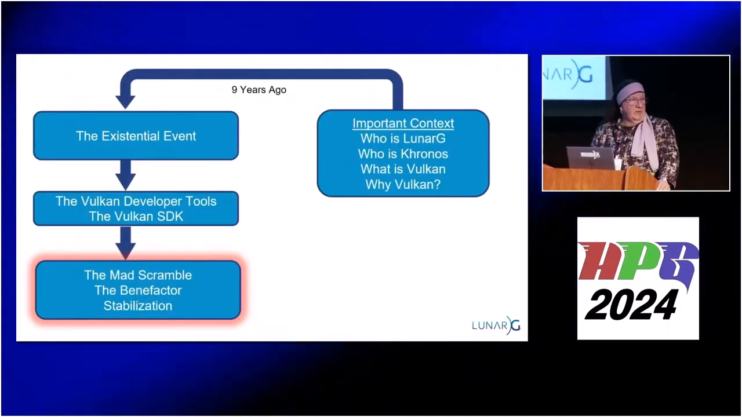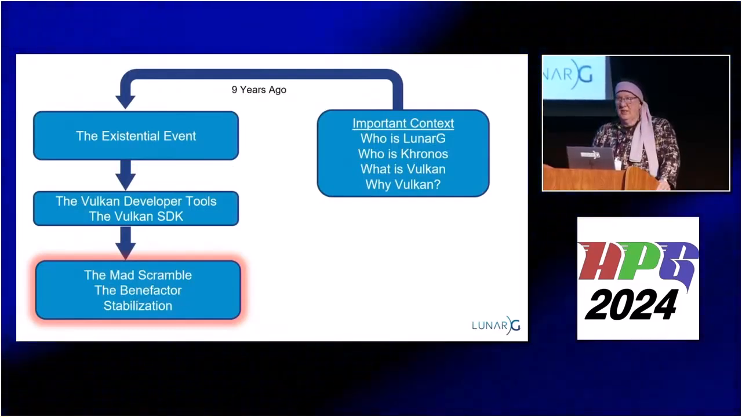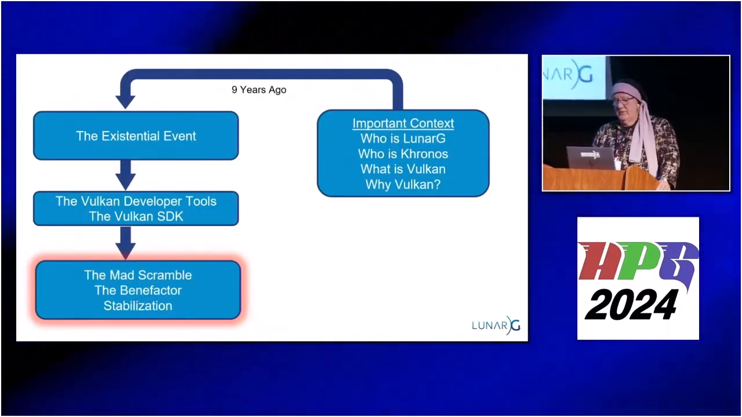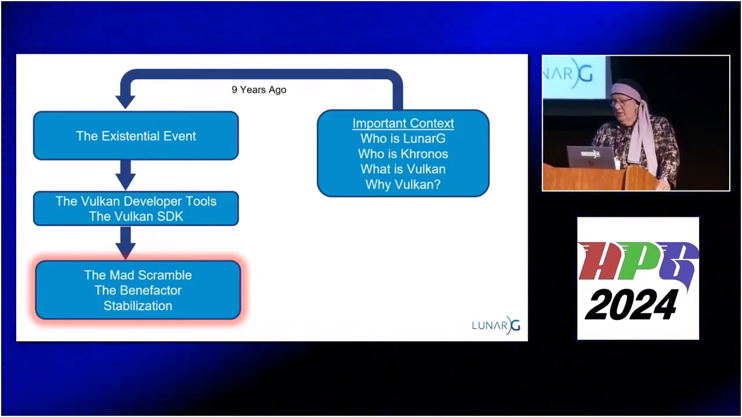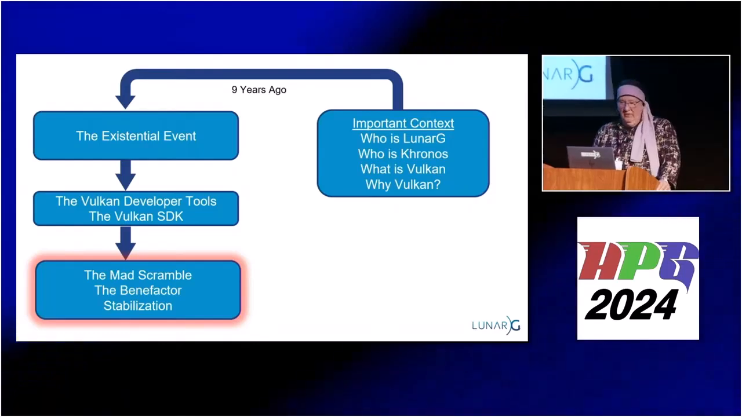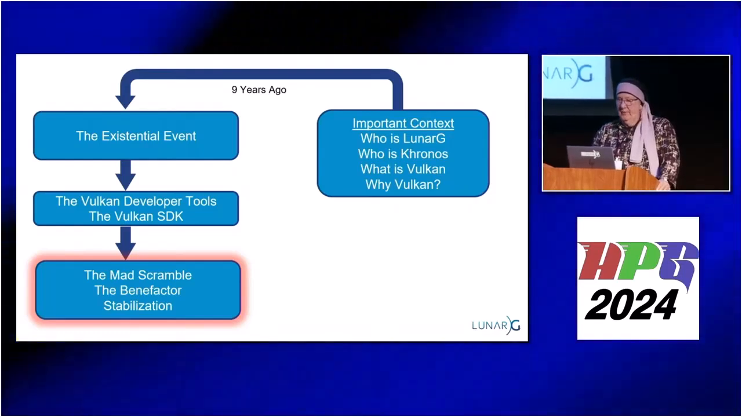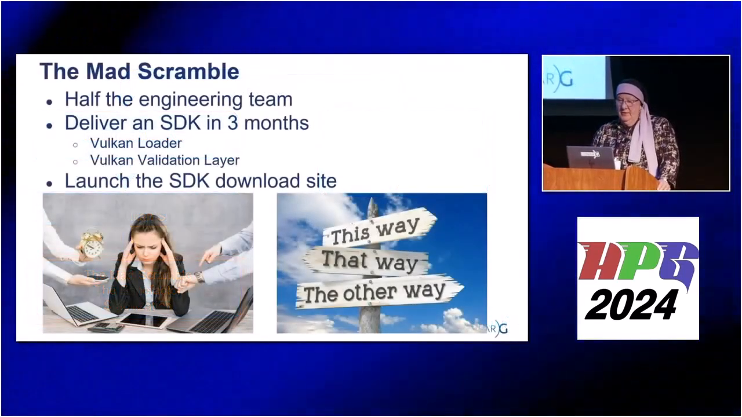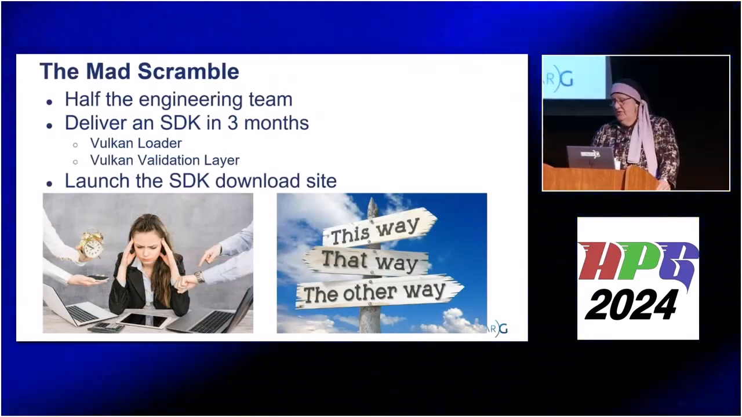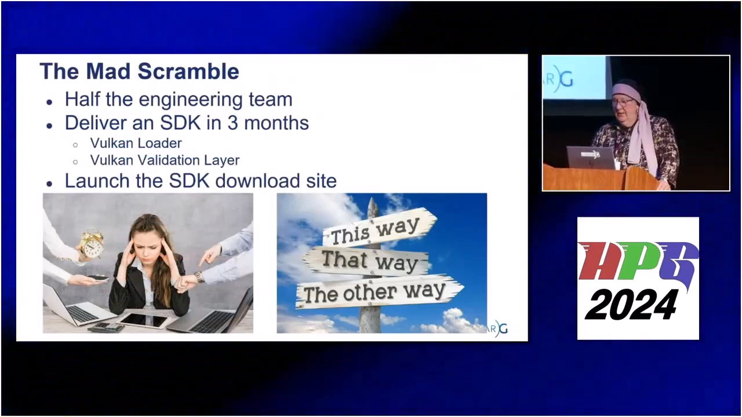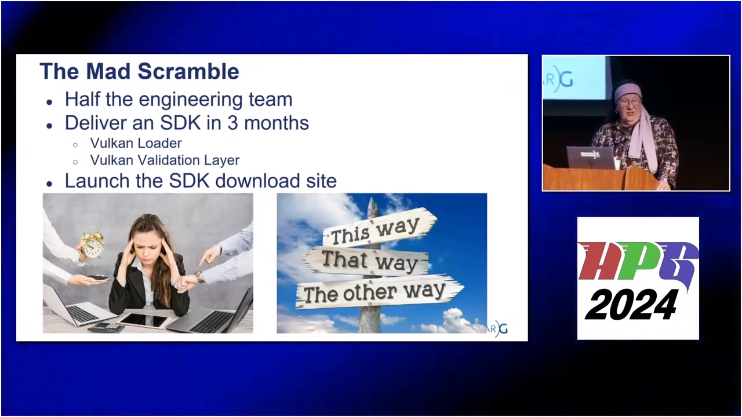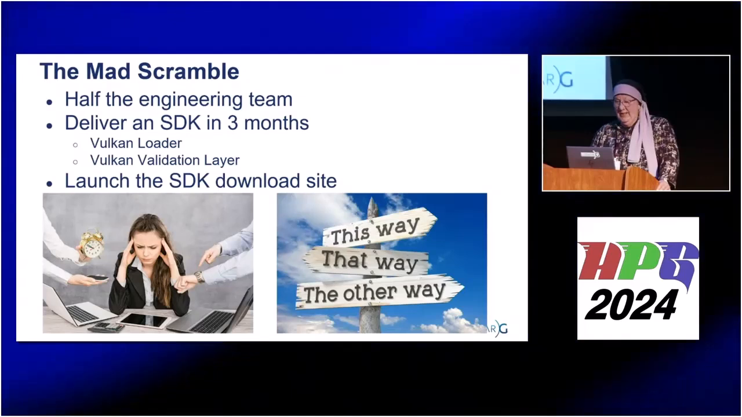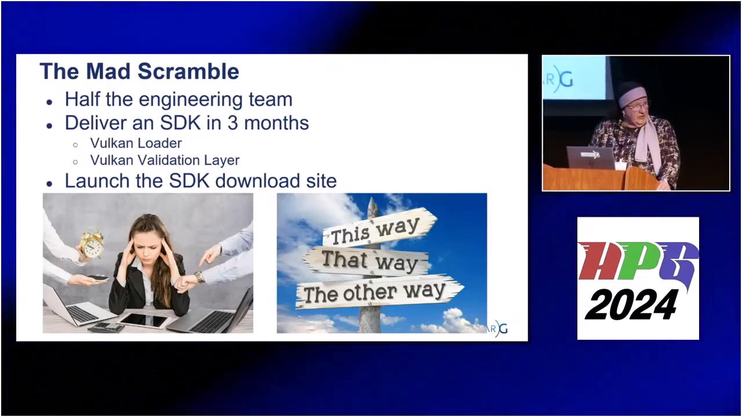Okay. That gives you a little bit of appreciation of some of the stuff that's in the SDK and the developers' tools. Let's talk about the mad scramble that was occurring 3 months before the launch of the Vulkan API. So you remember, I lost half my engineering staff. Well, the API launch was 3 months away. We had to get a validation layer, a loader, into an SDK. We had to figure out how to package an SDK.